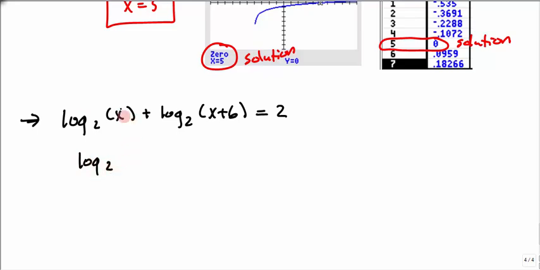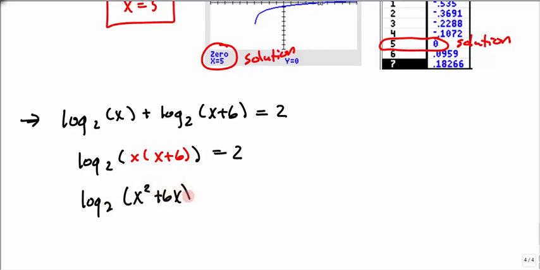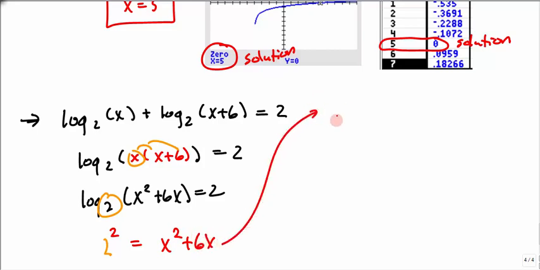So if you notice, this is the sum of the logs. Well, the sum of the logs comes from the log of the product. So this would be x times the quantity x plus 6 equals 2. So I'd have log base 2 of x squared plus 6x, because I would take the x and distribute it to both terms. And so now, rewriting in exponential form, my base is 2, my exponent is 2, 2 squared equals x squared plus 6x. So I have x squared plus 6x equal 4.